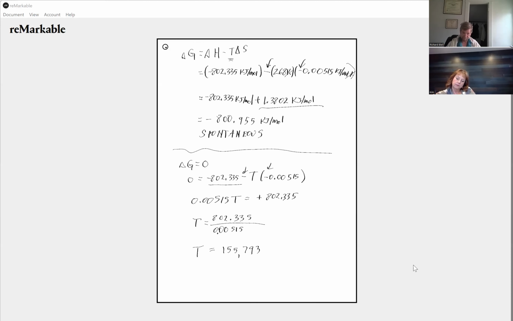So this reaction becomes non-spontaneous at an excessively high temperature, 155,000, actually close to 156,000 Kelvin. That's a huge number. I'm not even sure you would still have atoms or molecules at that point. At that point, they may just break down into a plasma.